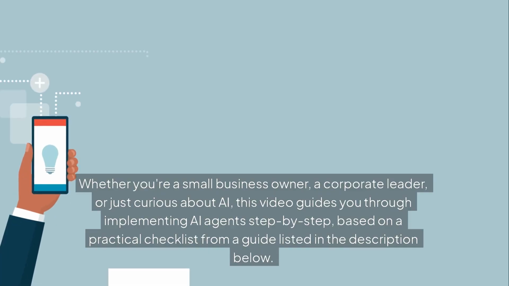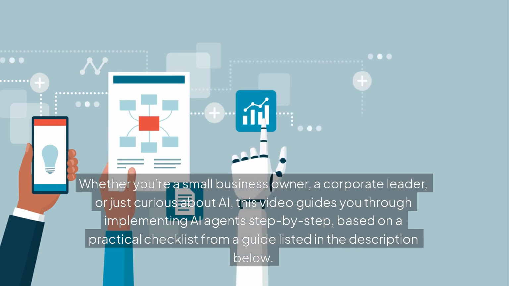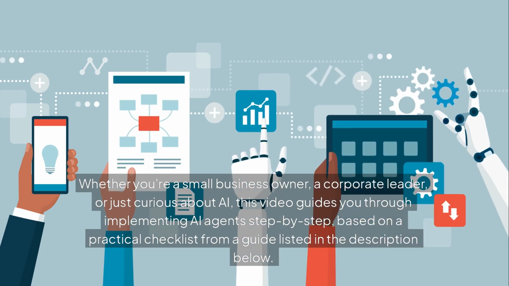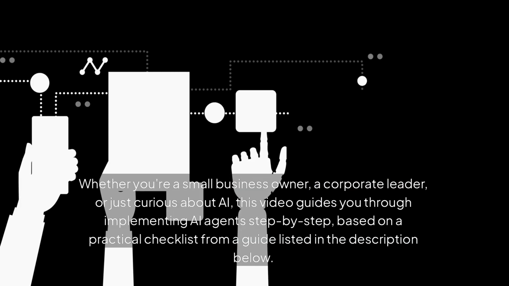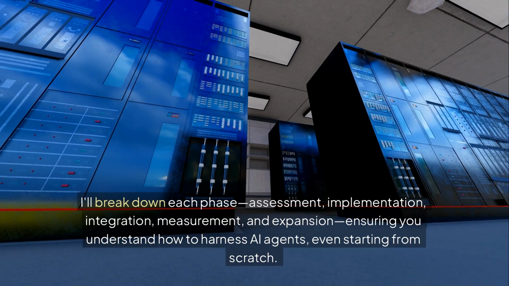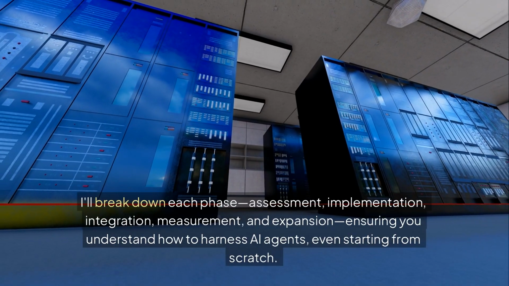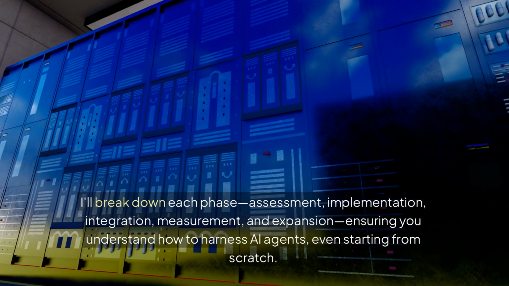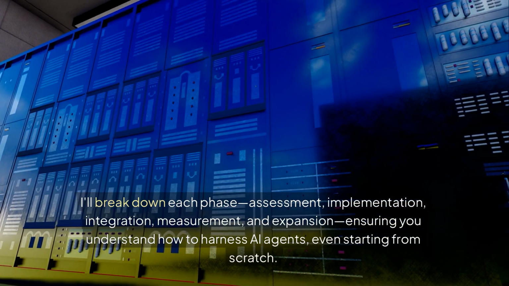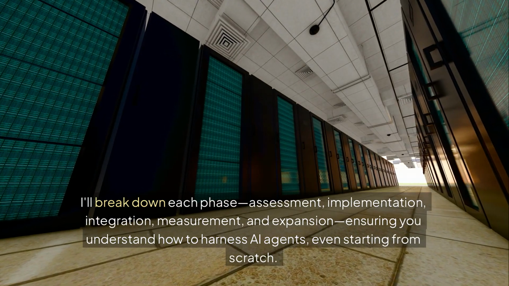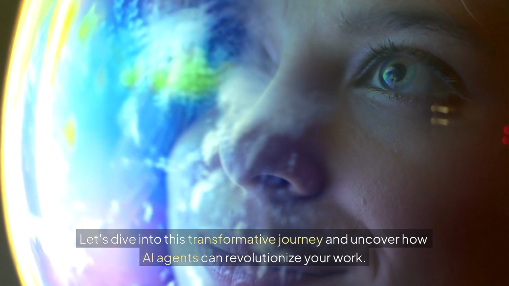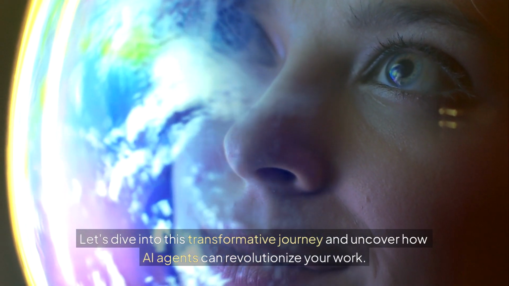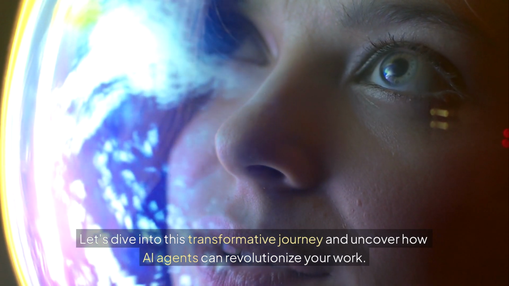Whether you're a small business owner, a corporate leader, or just curious about AI, this video guides you through implementing AI agents step by step, based on a practical checklist from a guide listed in the description below. I'll break down each phase: assessment, implementation, integration, measurement, and expansion, ensuring you understand how to harness AI agents, even starting from scratch. Let's dive into this transformative journey and uncover how AI agents can revolutionize your work.